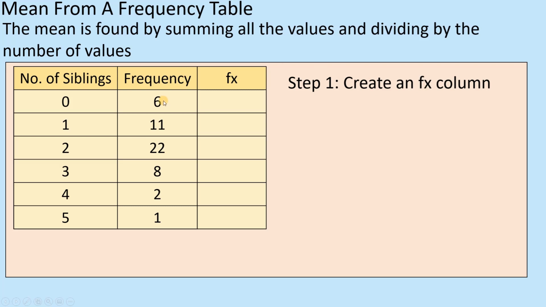So that's what we're going to do. We're going to do that times that. The question is why? Well, if what we said is we've got 6 zeros.